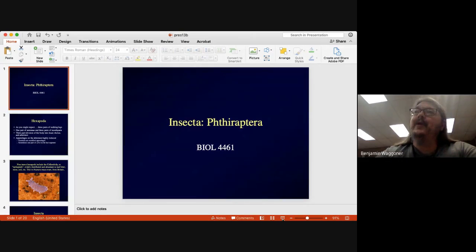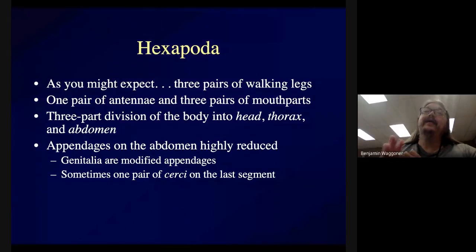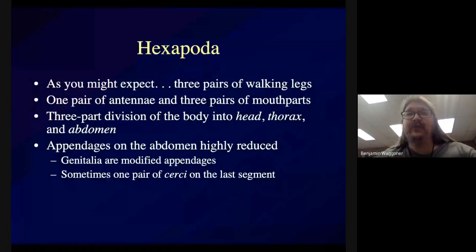From here on to the end, everybody we're going to talk about is insects. Insects belong to a larger group called the Hexapoda. As you might expect, this means 6 feet or 6 legs in Greek. And hexapods have 3 pairs of walking legs, 6 in all, 3 times 2 being 6. Duh. There's only 1 pair of antennae. You might remember that chelicerates don't have any. They do have pedipalps, but that's different.